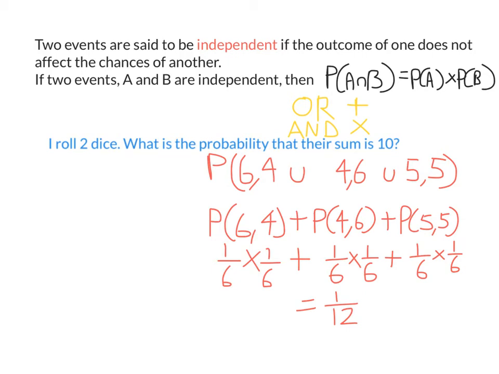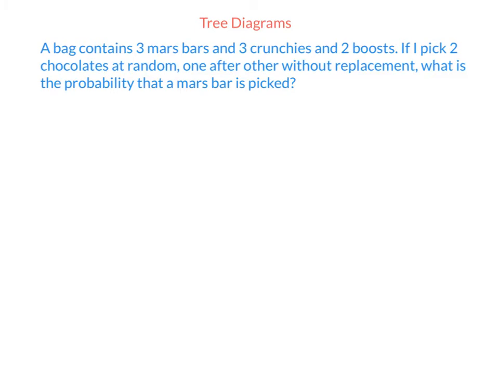So let's now move on to tree diagrams. So tree diagrams are just a tool to help us with probability calculations. What they do is they help us list the outcomes of multi-stage events. So a multi-stage event is one that occurs in stages, like tossing heaps of coins, rolling heaps of dice, or whatever. So let's look at this question here.